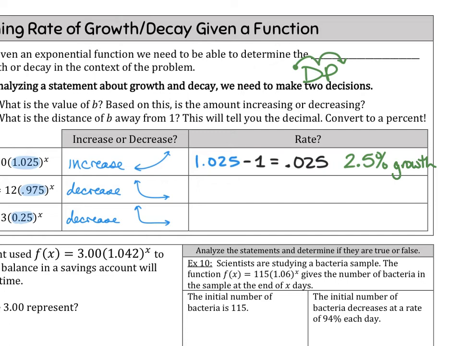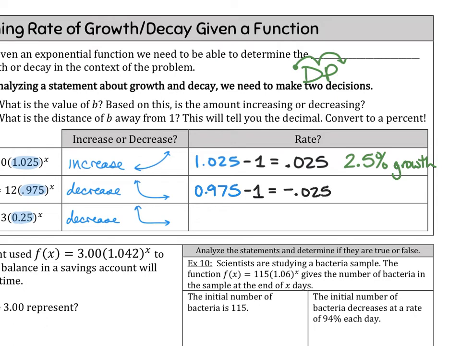Let's do the next one. So again, I'm going to take the number in the parentheses, 0.975, and what am I going to subtract from it? 1. Now you might need a calculator for this one, but go ahead and type this into your calculator. 0.975 minus 1 is definitely negative. Negative what? Negative 0.025.